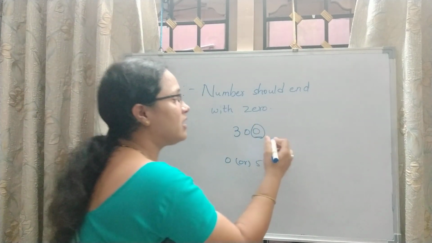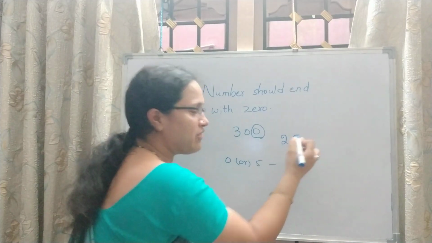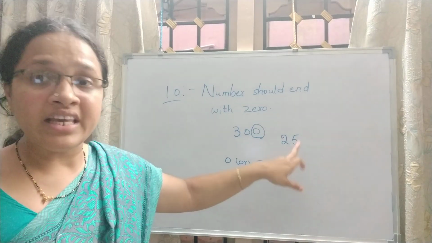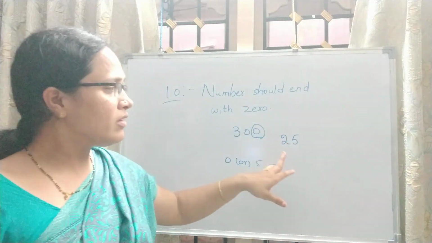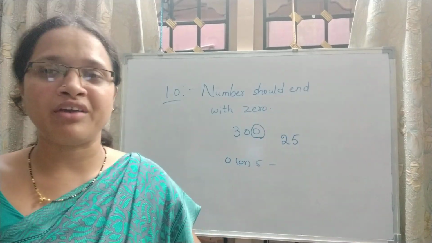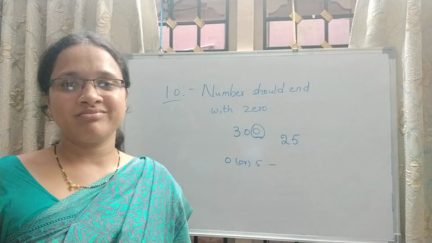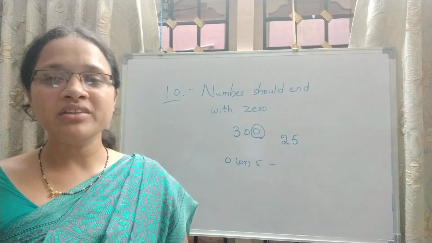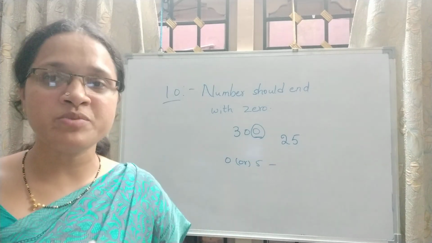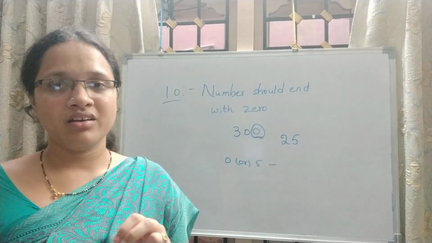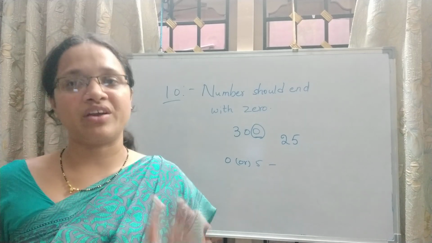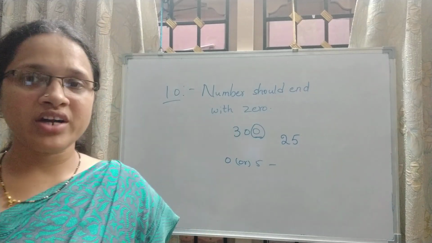But if you take another number, which is ending with 5, it means that it is divisible only by 5. It is not divisible by 10. Did you understand? The common thing is, if the number is ending with 0, it will satisfy two divisibility rules, 5 and 10. But if it ends with 5, it will satisfy only one divisibility rule, that is 5. Okay, did you understand, children?